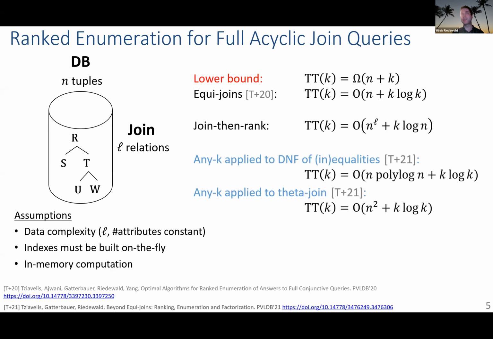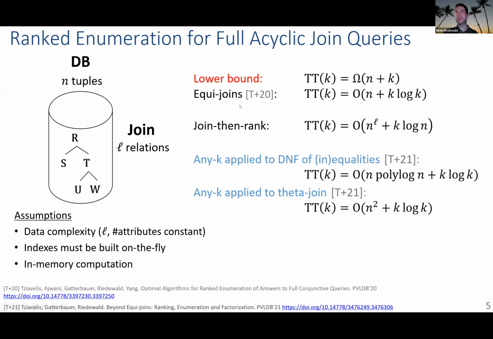So here are the results. Some of them we've seen before. The lower bound for the time to the kth result, if we enumerate answers to such an inequality join, well, we cannot do better than n plus k. We have to look at the input, we have to produce the output.